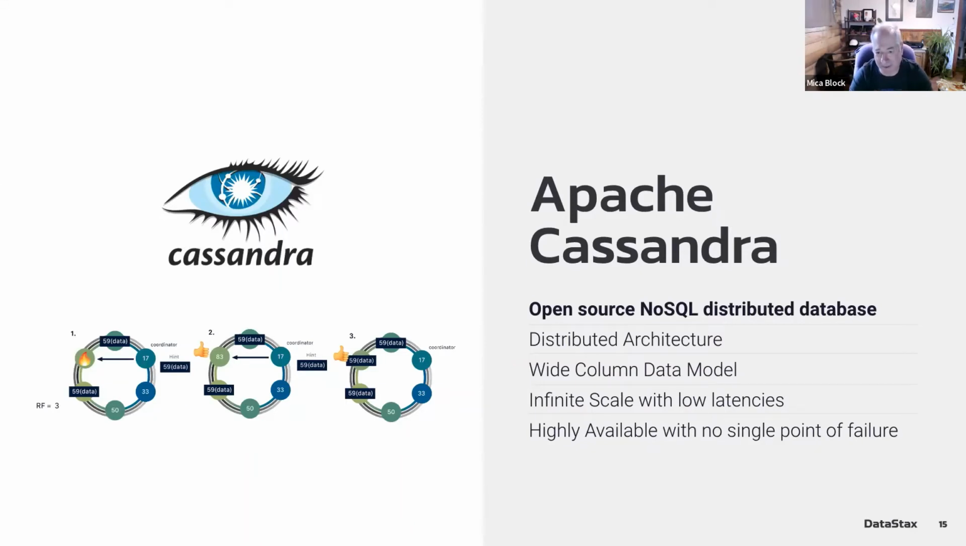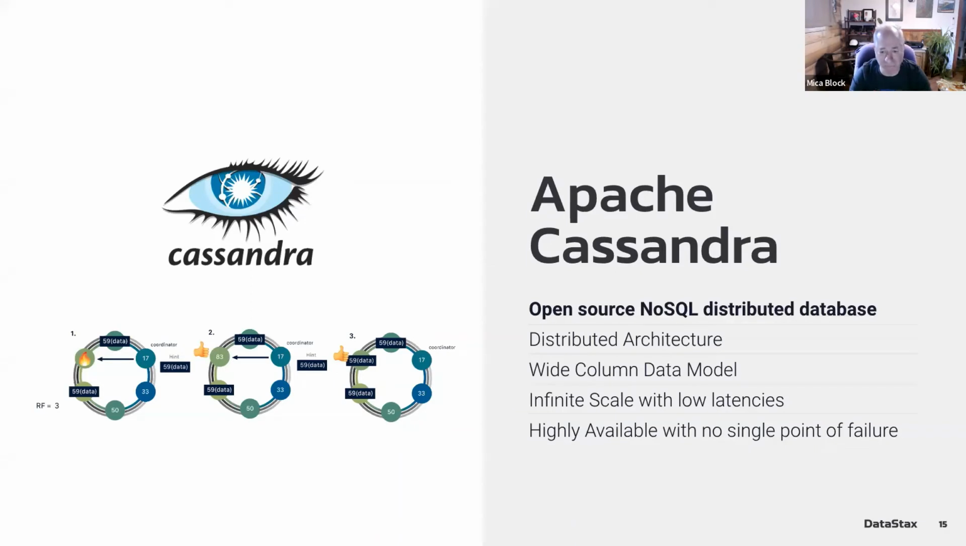So what is Apache Cassandra? Apache Cassandra is a NoSQL database. It has a distributed architecture. It is by default a wide column data model. So it is as close to a relational model as it gets. It's tables, rows, and columns.